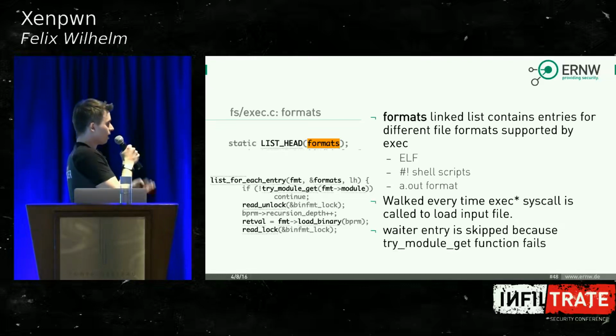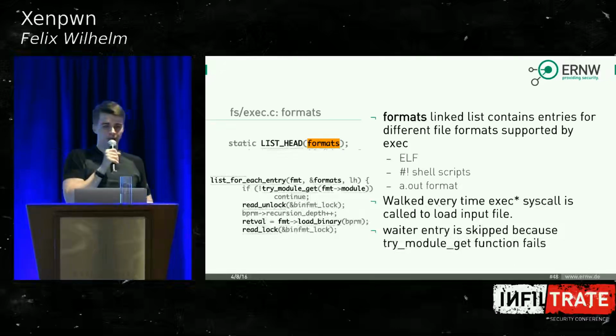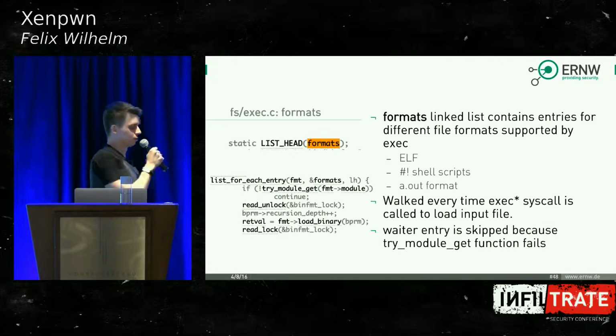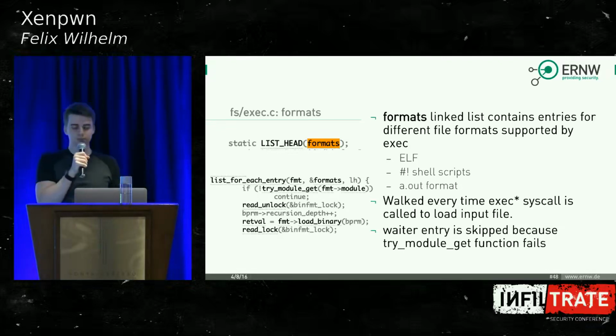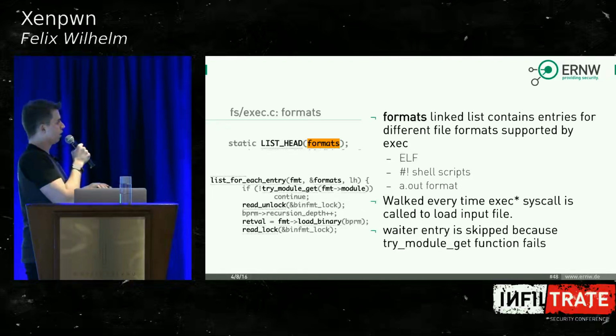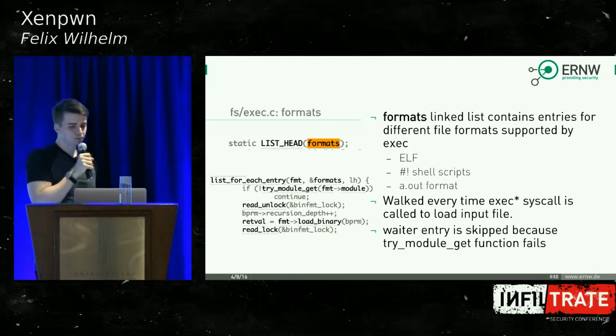And whenever exec is called to execute an input file, this formats linked list will be walked to find a handler for this input file. And so we can see we have this function to walk over the formats list. It executes the try_module_get function on the format module entry, and if that succeeds, then we see we have this pointer to load_binary that's called.